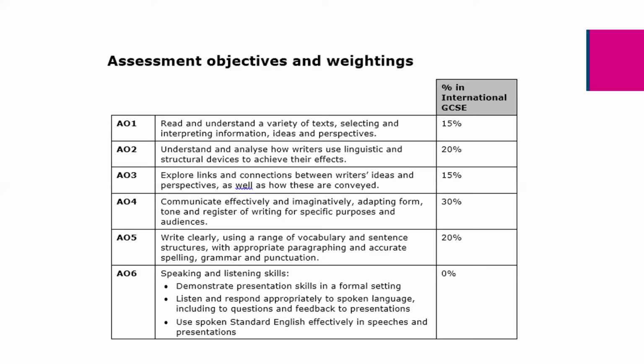AO1, AO2, and AO3 are the reading assessment objectives. AO4 and AO5 are the writing assessment objectives. So AO4 is communicate effectively and imaginatively, adapting form, tone, and register of writing for specific purposes and audiences. That's 30% of the final qualification. AO5 is write clearly, using a range of vocabularies, sentence structures with appropriate paragraphing and accurate spelling, punctuation, and grammar. So we can see that the reading assessment objectives are half of the final grade, and the writing assessment objectives also half of the final grade. So that's just a little bit of a reminder of the overall construction of the assessment objectives.